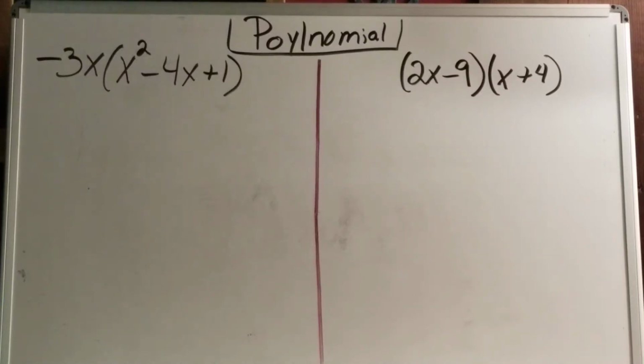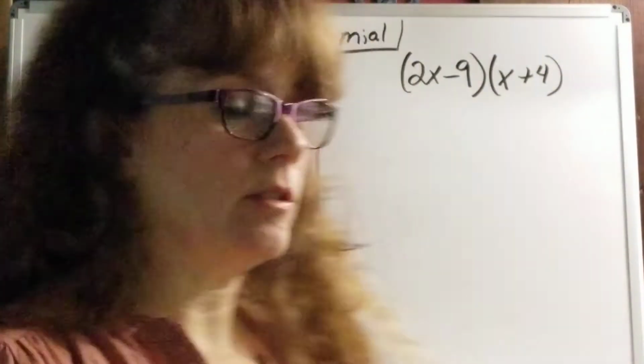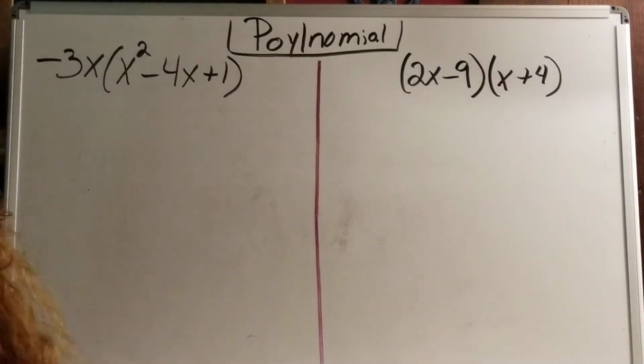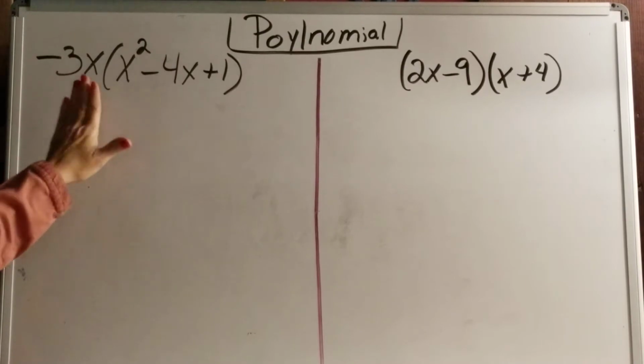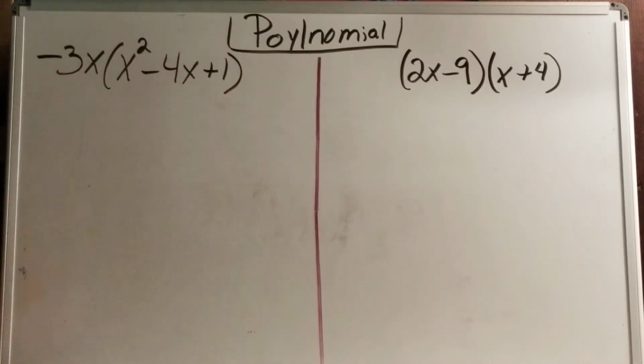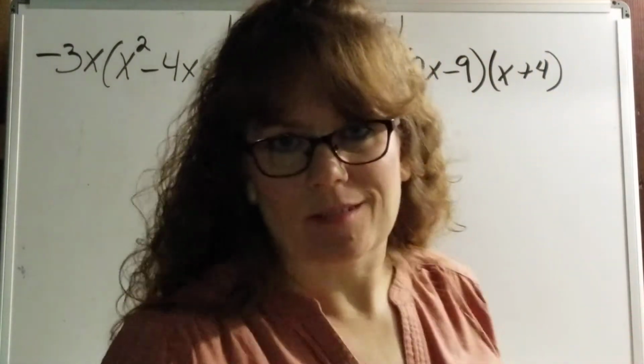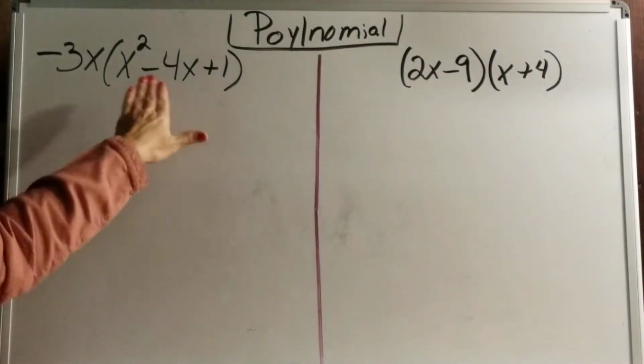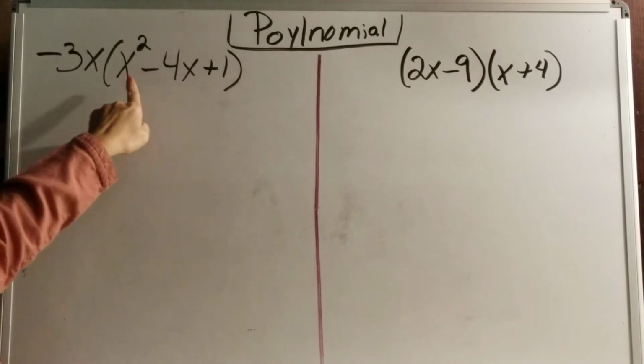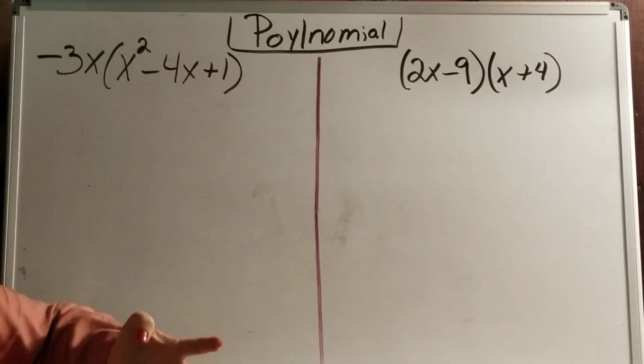So now we're going to talk about polynomials in multiplication. I've got two examples I'm going to work today. This one here is a monomial times a trinomial. In order to multiply this one, I always ask myself, inside the parentheses, can I clean it up? And in this case, I don't have any like terms to combine.